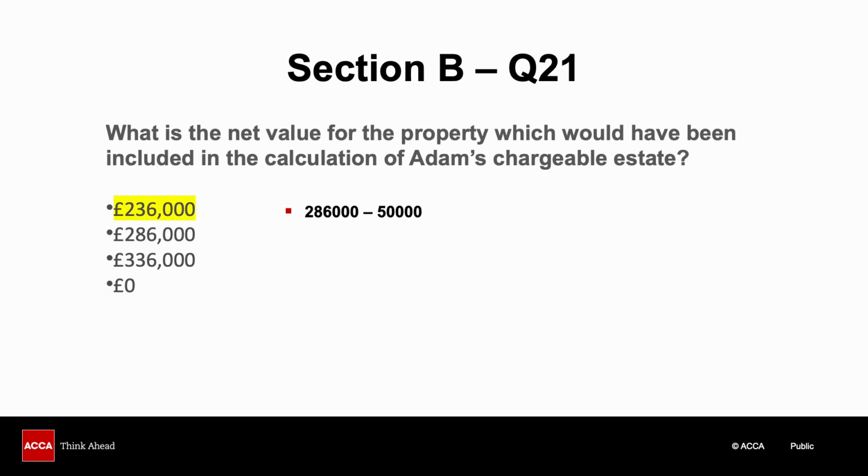So that means we're looking at option number 1 there, £236,000 being the value of 286 minus the outstanding mortgage of £50,000. If you went for one of the other options, perhaps you didn't deduct the outstanding mortgage, or perhaps you added it instead of deducting it, or maybe you treated the whole thing as being exempt, perhaps under the transfer to a spouse, but they weren't married, so that doesn't count.